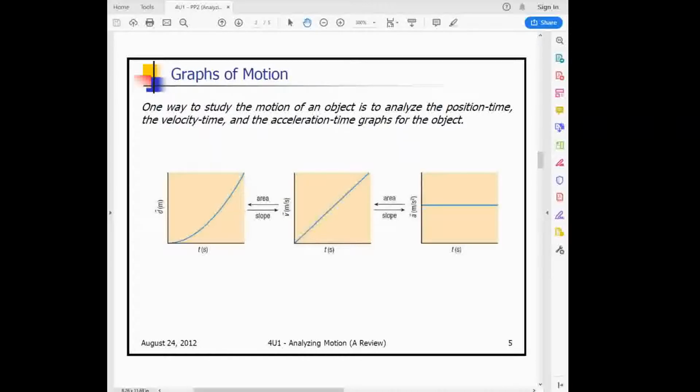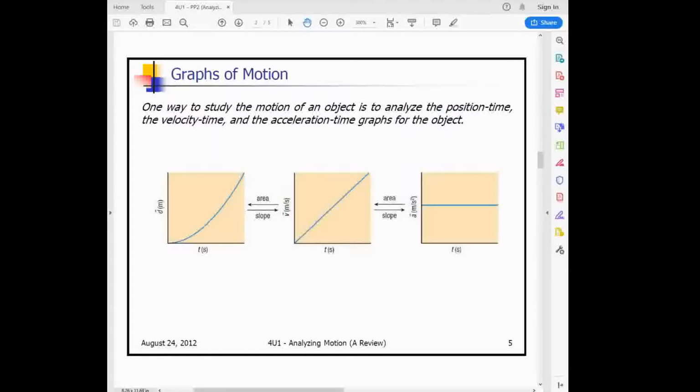Another way to analyze motion is through graphs. And you would have done this last year in grade 11 as well. But these three graphs that you see here, the one on the left is a position time graph. The one in the middle is a velocity time graph, and the one at the right is an acceleration time graph. Now when we have a position time graph, if we find the slope of the line at any given point, that gives us the velocity at that specific time. And on a velocity time graph, if we find the slope at any given time, we find the acceleration at that given time as well.